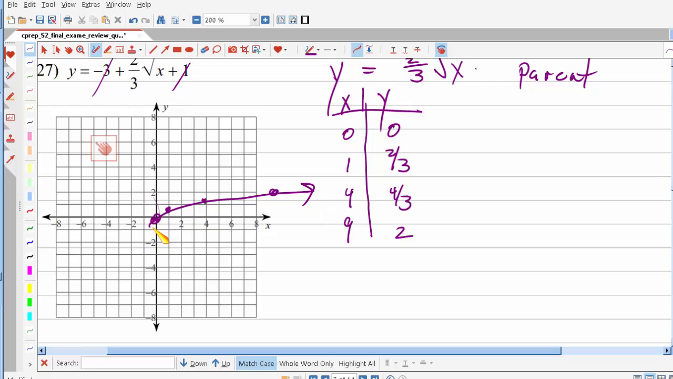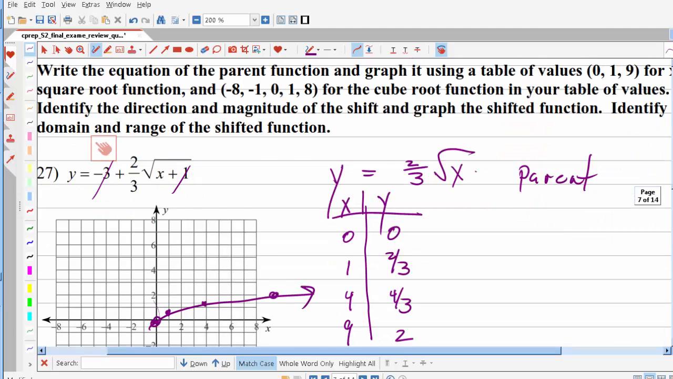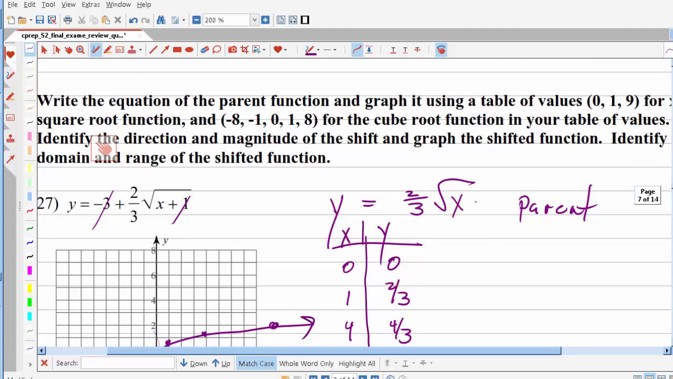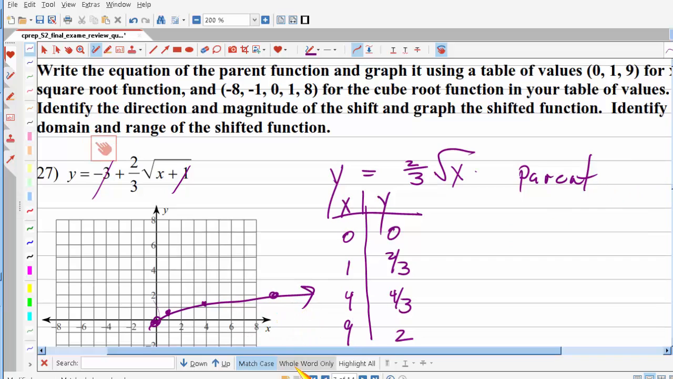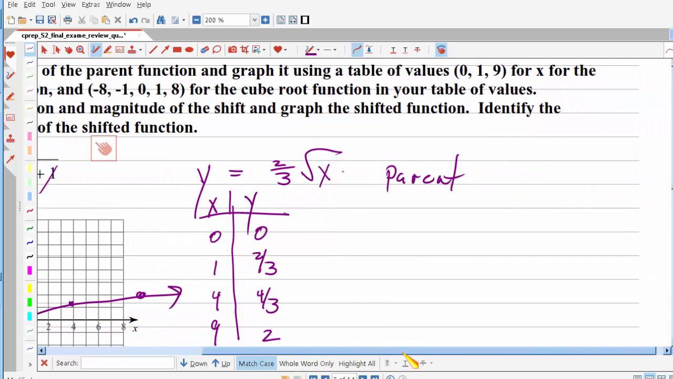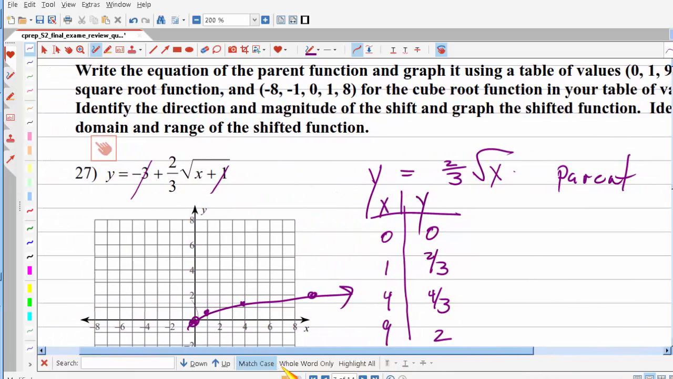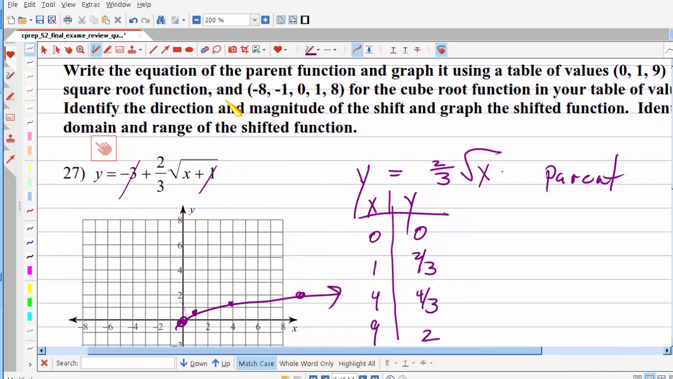And the reason the function does not exist in quadrants 2 or 3 is that you can't take the square root of a negative number and get a real answer. Okay, so what have I done so far? I've graphed the parent function. Using identify the direction and magnitude of the shift, really -3 there is the same thing as +3. So the shift is going to be 1 to the left and 3 up.